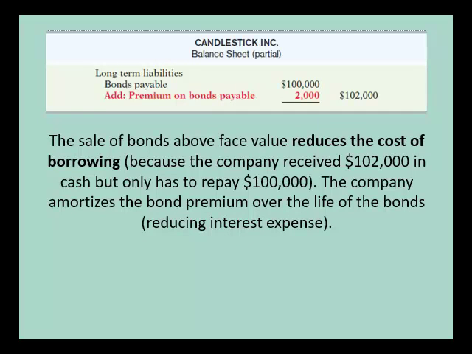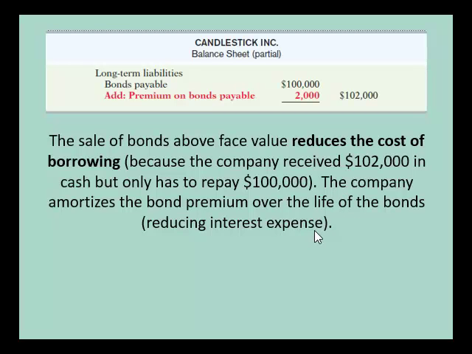Now, when bonds are sold at a premium, for more than face value, then we would add that premium to the face amount of the bonds on the balance sheet. The sale of the bonds above face value actually reduces the cost of borrowing, because when bonds are sold at a premium, they receive more cash than what they have to eventually pay back. And they're going to amortize that bond premium over the life of the bonds, reducing interest expense.